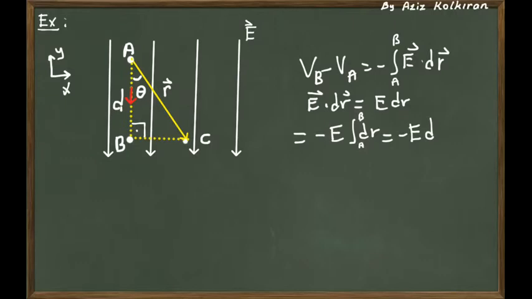Higher places have larger potential energy, and lower places have lower potential energy, because the force is always downward, right? Just like in this example, the electric field is downward, and the electric field plays the role of a gravitational field, which is downward, and you are going from a higher point to a lower point. The lower point always has a lower potential, and if you take the difference of the lower potential to the higher potential, it's always negative. This is expected. VB minus VA is negative.